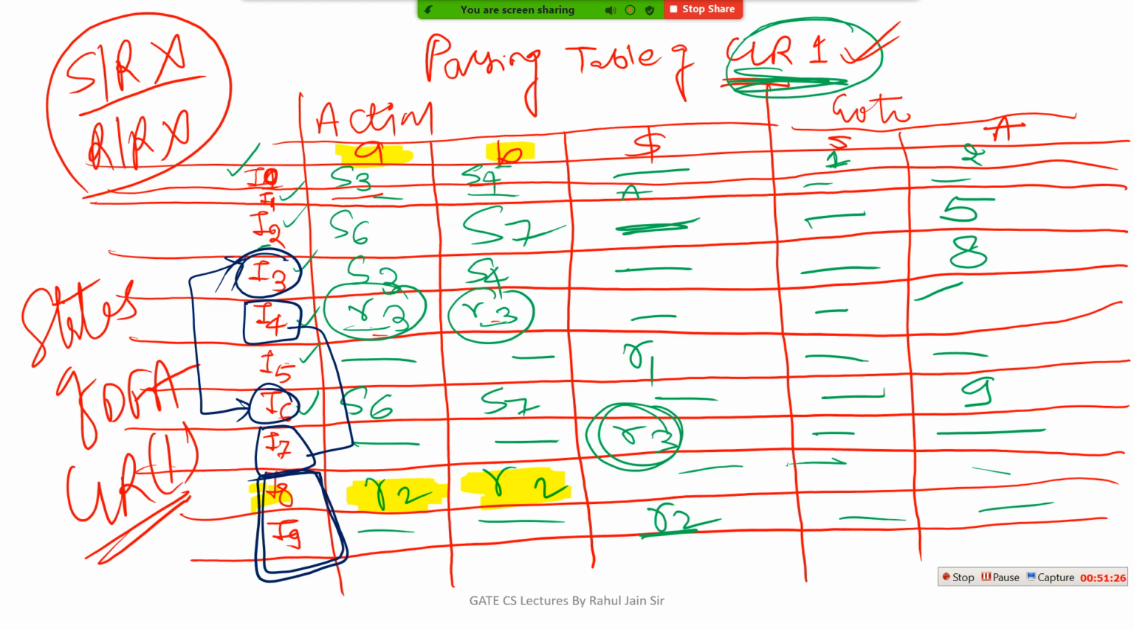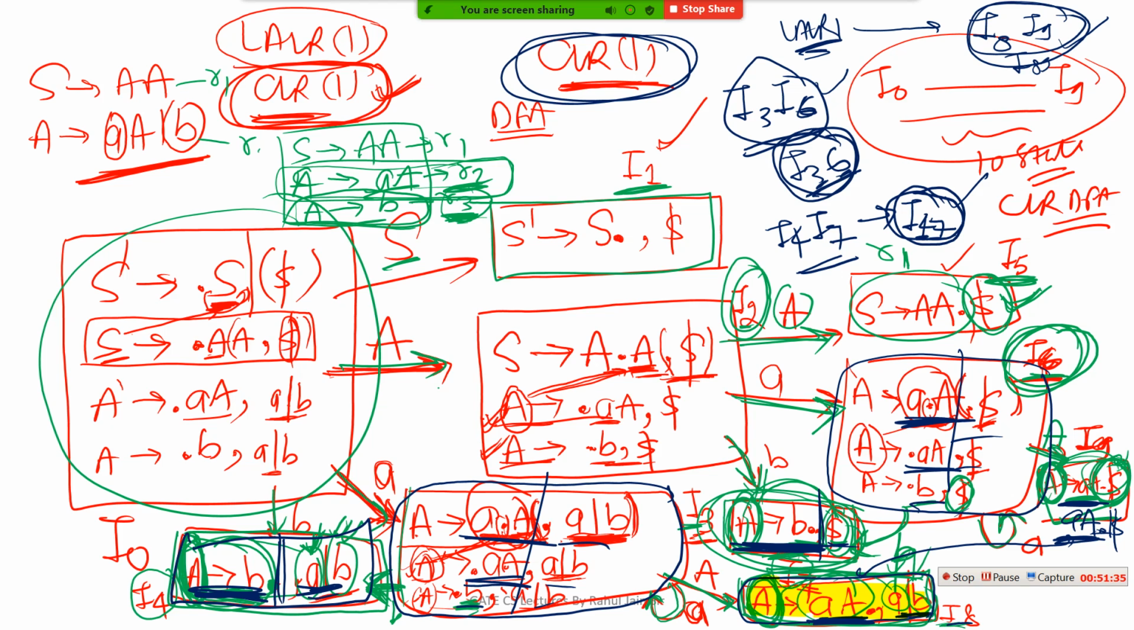Okay, Soumya asks, sir, why is the merging done? On what basis is it merged? I can't understand. Soumya, focus here. Why are we merging now? Why are we merging I3 and I6?